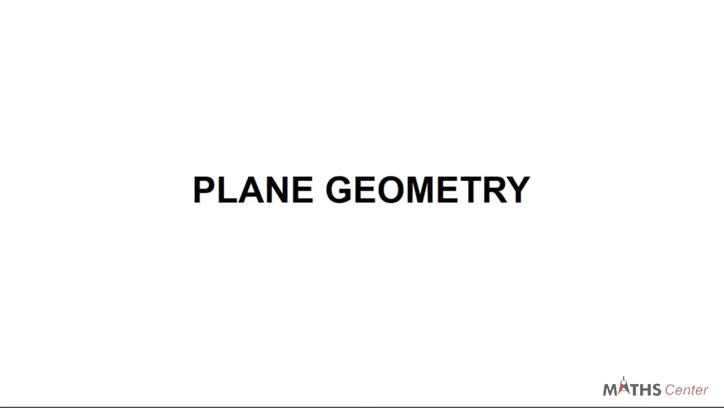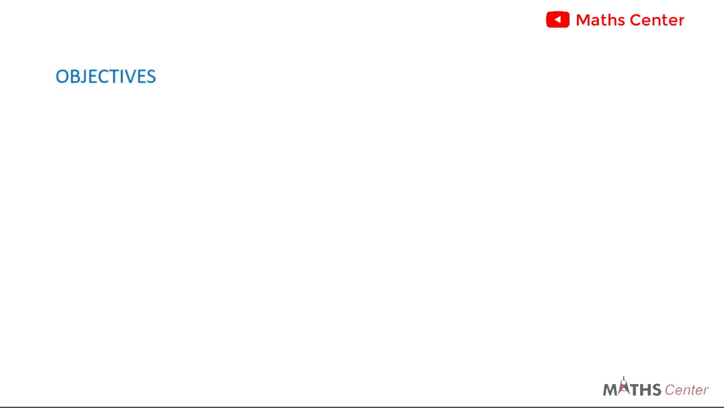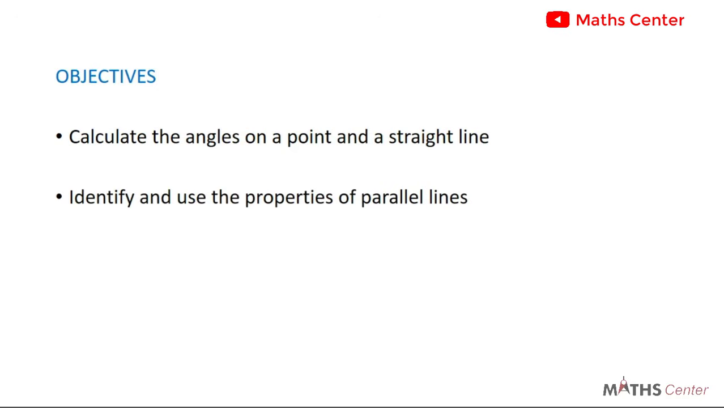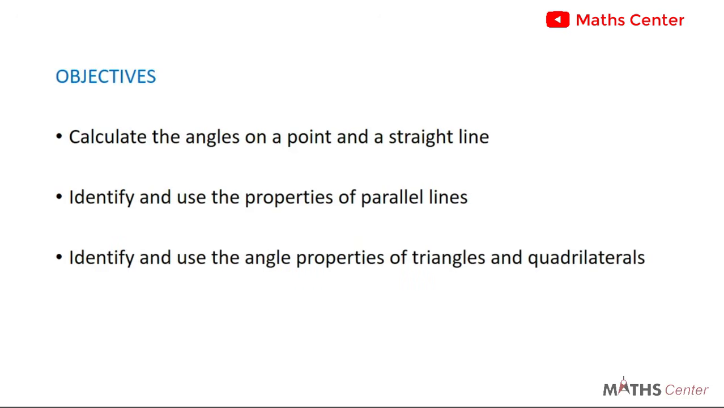We are beginning a new topic, plane geometry. What are the objectives that we look forward to achieving at the end of this topic? At the end of this topic, you should be able to calculate the angles on a point and a straight line. You should be able to identify and use the properties of parallel lines. You should be able to identify and use the angle properties of triangles and quadrilaterals. And you should be able to state and use the circle theorems.